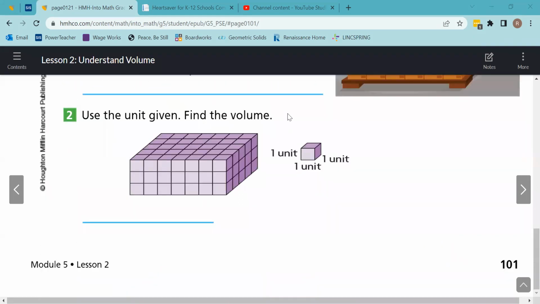Number 2, use the unit given, find the volume. So their unit, they're kind of silly. They just say that it's a unit. They don't give us an actual measurement. So if you don't know the measurement, your default is always units. Okay, find the volume. Again, it's just a big counting game.